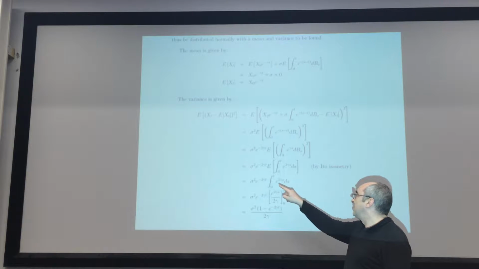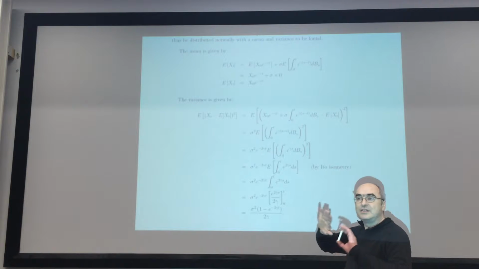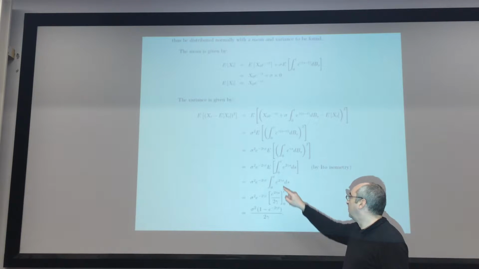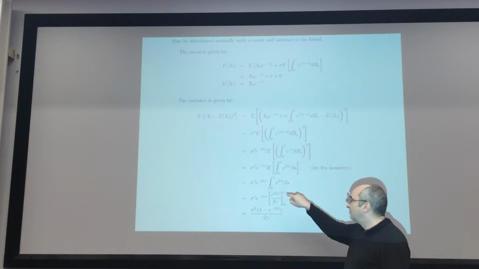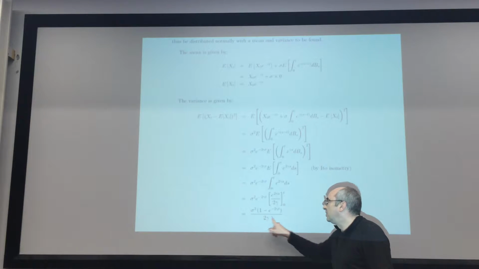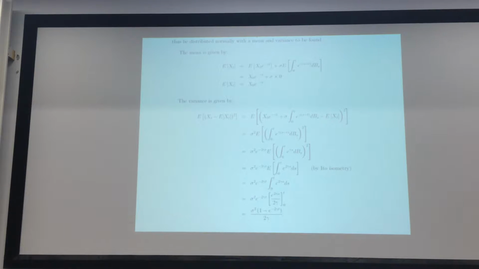Then I do the integral of this. This is just e to the 2 gamma s, which is e to the 2 gamma s on 2 gamma. It's an ordinary, boring, normal integral. Evaluate it between t and 0, and I get e to the 2 gamma t over 2 gamma minus 1, because it's e to the 2 gamma 0 over 2 gamma, multiplied through, and you get that as a result. So that is the variance of the Ornstein-Uhlenbeck process.